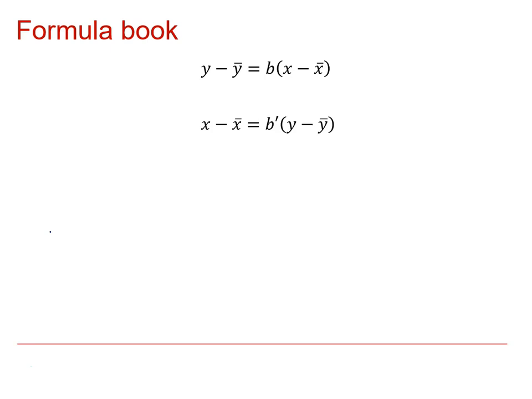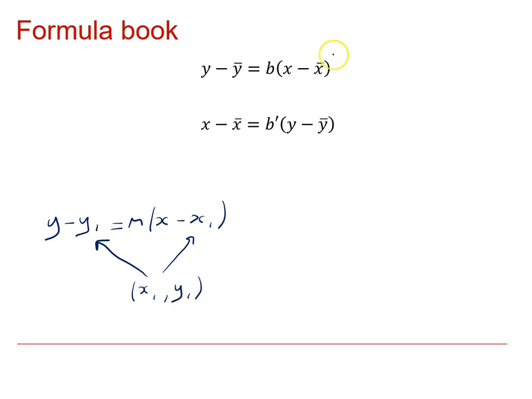If we recall our pure maths to do with straight lines, we used to use a formula which is y minus y1 equals m(x minus x1). And that ensured that the line passed through the point x1, y1. Similarly, this has been set up so that it passes through the point x bar, y bar.